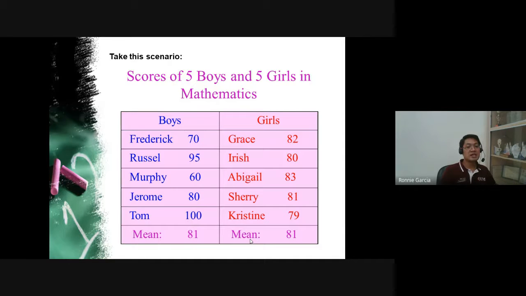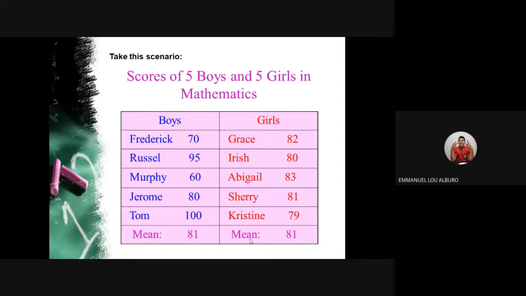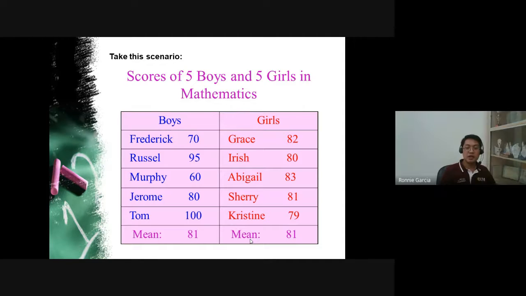So it means tie sila. Tama ba? Yes, sir. Tama, sir. Kasi sa lalaki naman, naka 100 ang isa, bright kaayo, 100. Pero naay naka 60. So actually nabira. It's a good thing na mean ang gigamit. So nabira siya, nagamit ang outliers. So na 81. Whereas sa babae, ang highest nila is only 83. Ang lowest nila is only 79. So all in all, the same, yung average 81.